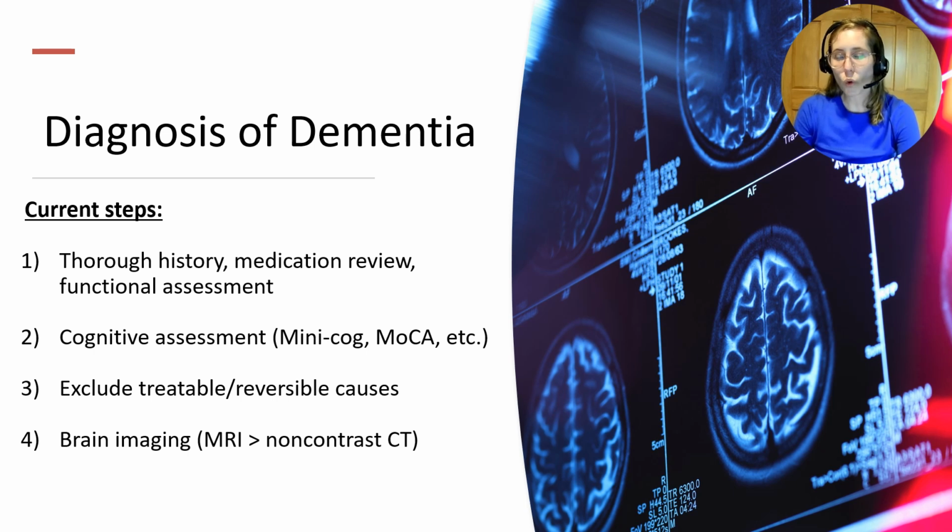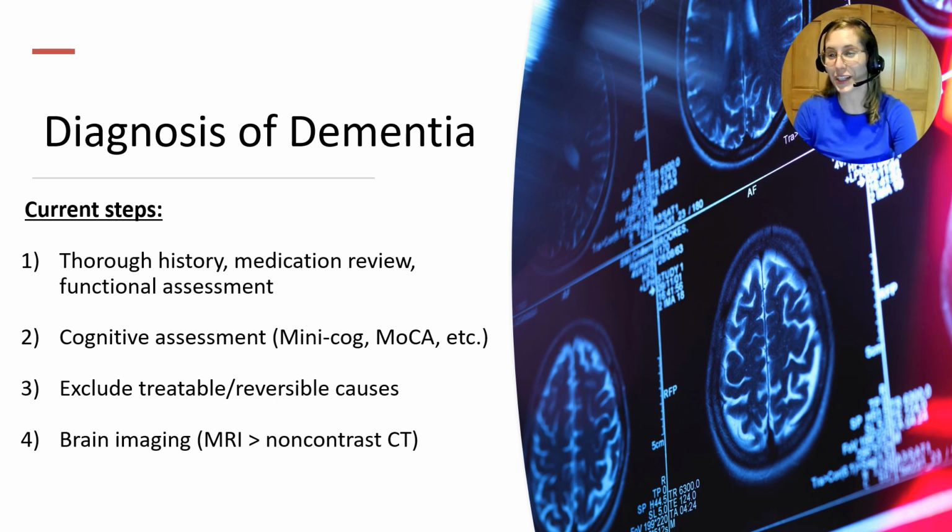These 4 steps will be outlined in more detail in subsequent slides, but I just want to highlight the first step. Wow, is it important. It's one of the most important steps, and it includes a thorough medication review and a functional assessment of the individual's activities. You'll also do cognitive testing, specifically with a variety of different cognitive tools that again I'll outline in more detail. And then you'll want to exclude treatable and reversible causes.